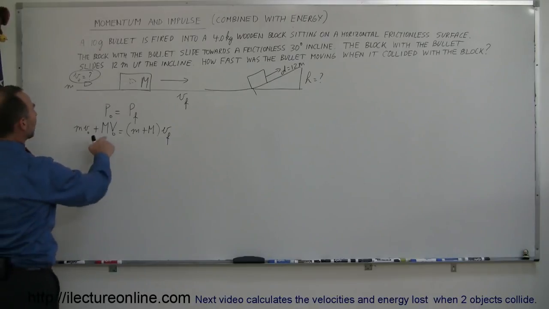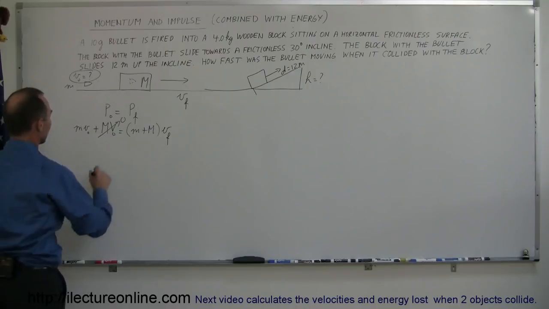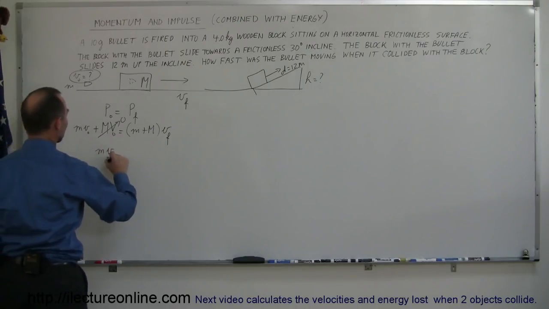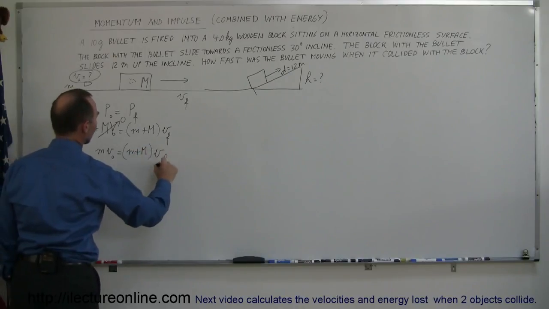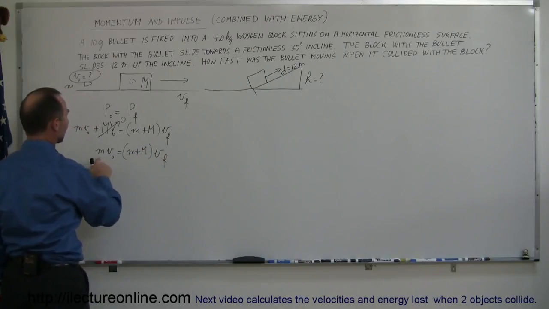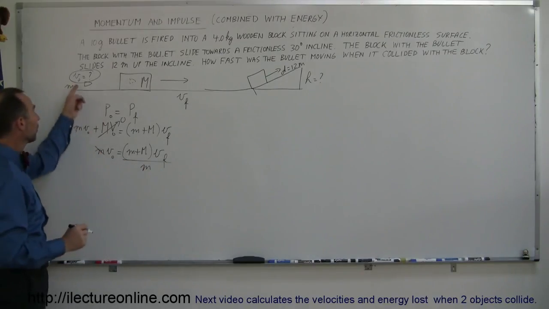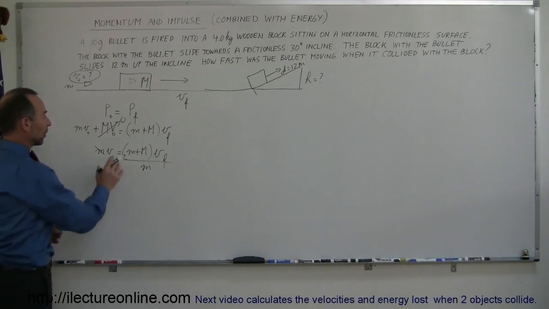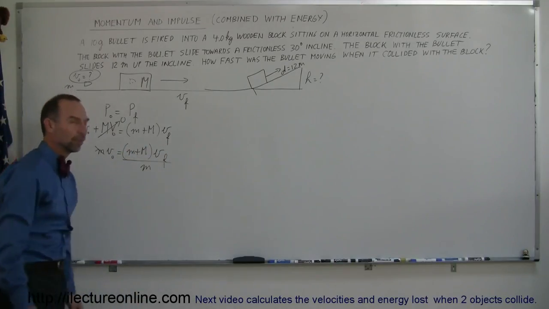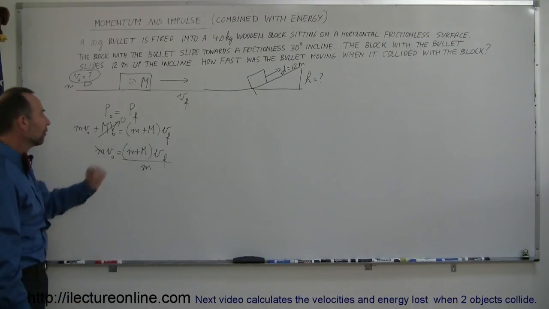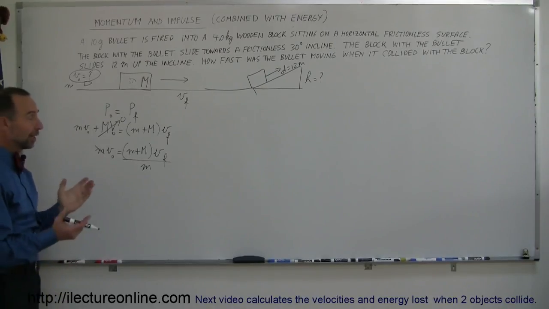Now right away we realize that the block wasn't moving when it got fired into, so that is equal to 0. So we can say that m v initial equals m plus big M times v final. Then finally, dividing both sides by m, the initial velocity of the bullet is equal to the sum of the masses of the bullet and the block times their final velocity divided by the mass of the bullet. Now we don't know the final velocity of the block and the bullet because we don't know the initial velocity of the bullet.